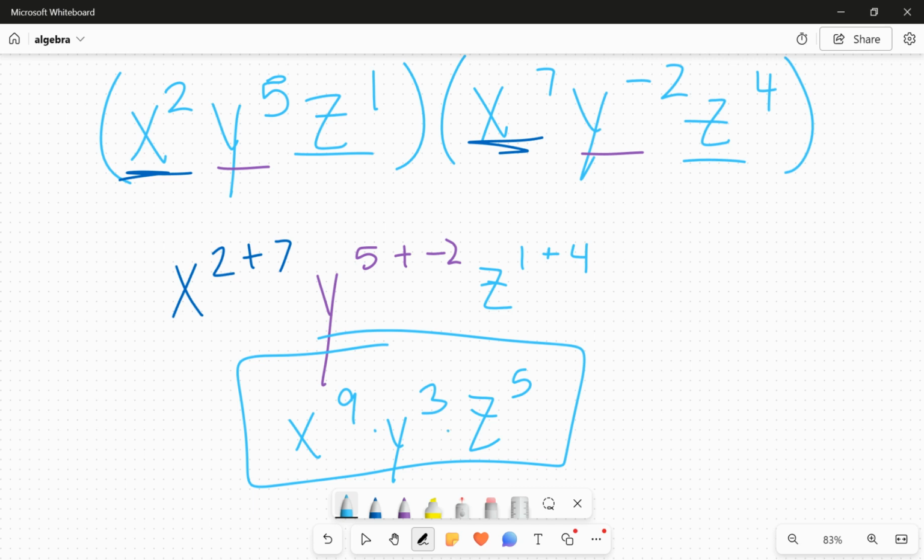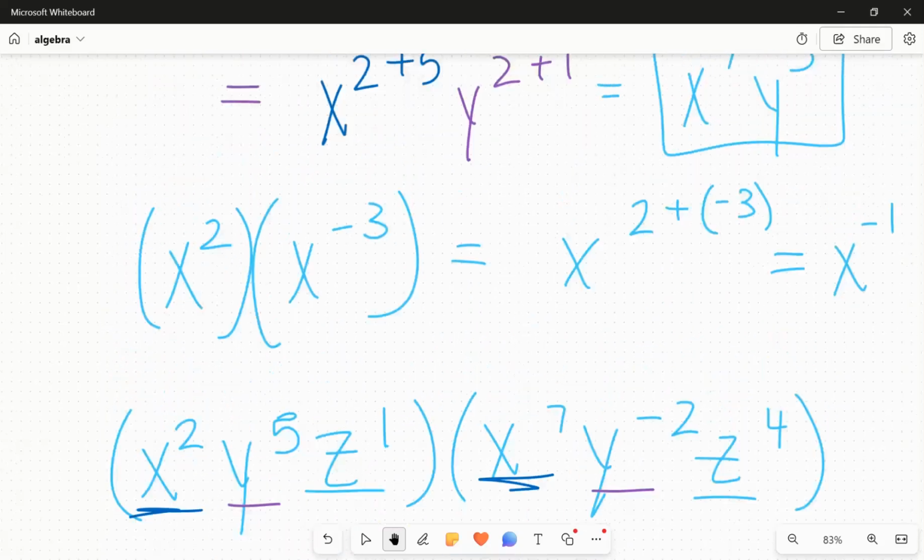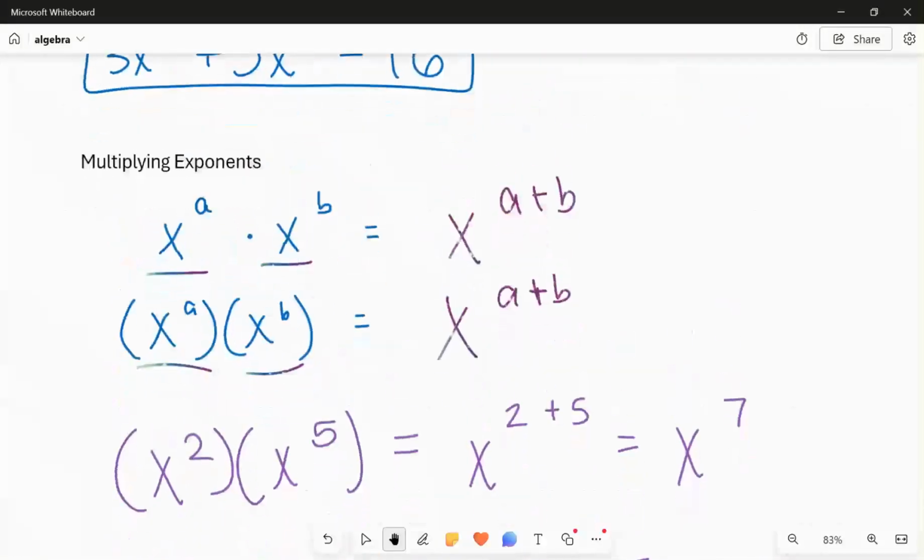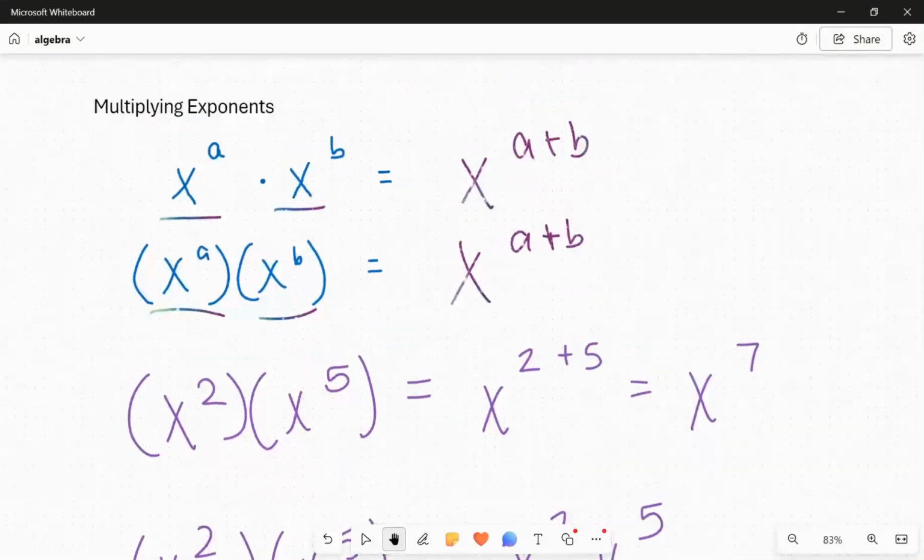Okay, good. So in this video, we did a really quick intro to multiplying exponents. And as you can see here, right, we talked about how when we multiply exponents, we're really just keeping the same base and adding their exponents.